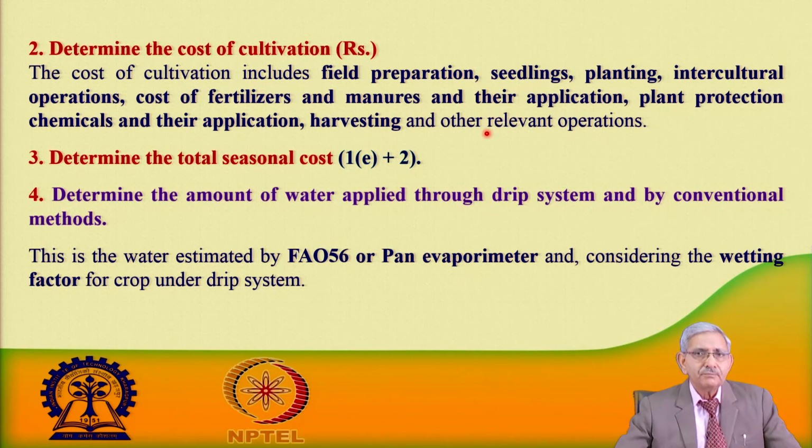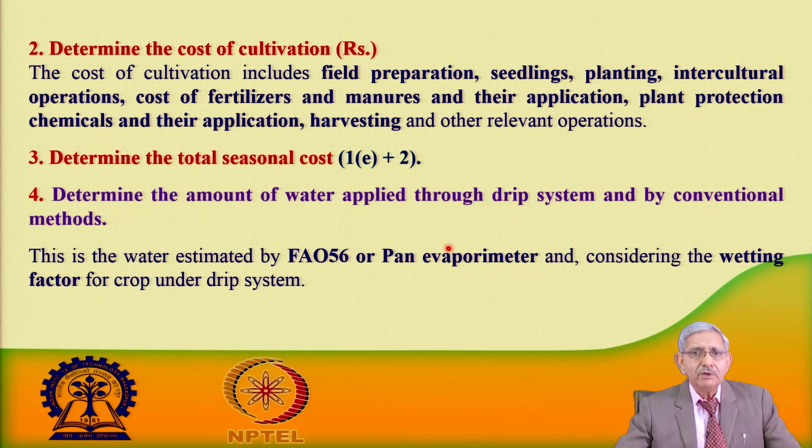These are considered as operating cost or cost of operation. So, total cost will be the cost of cultivation plus the total cost which we calculated in step 1, which is item 1 E, plus item 2, which we are talking about. Then determine the amount of water supplied through this system, how much amount of water we estimated by using the Penman-Monteith equation or FAO 56 equation.